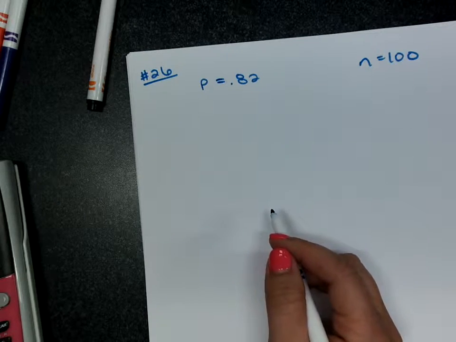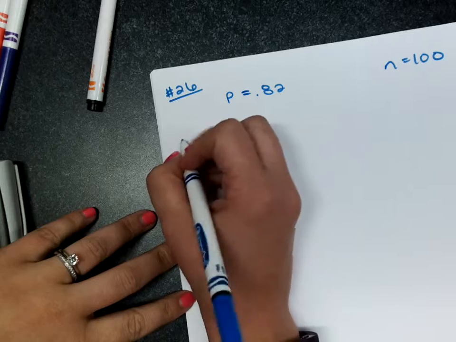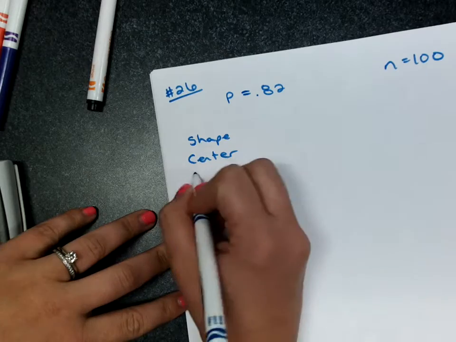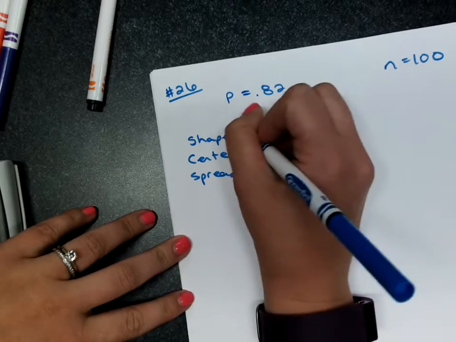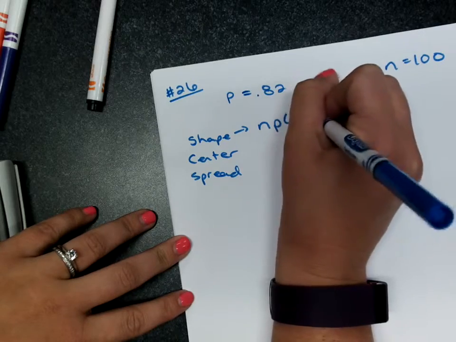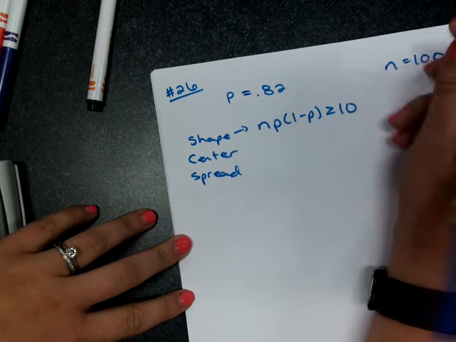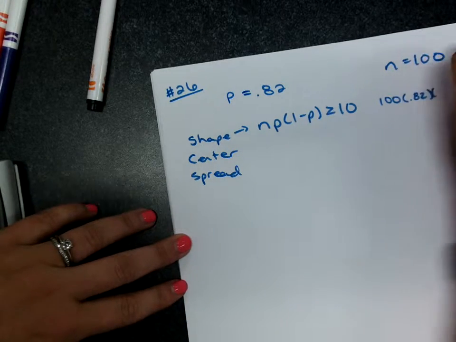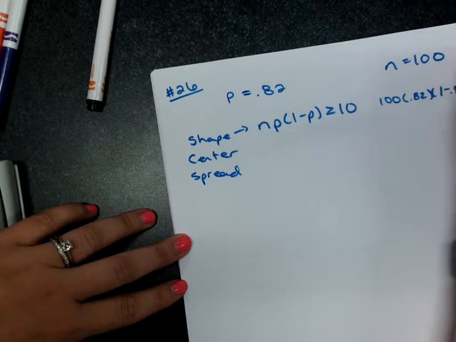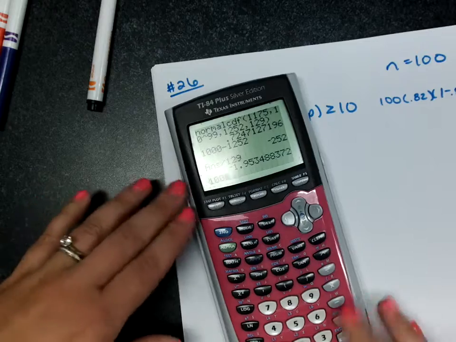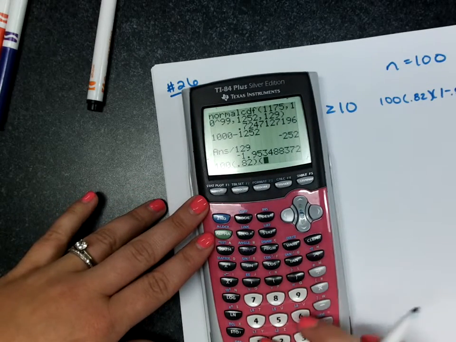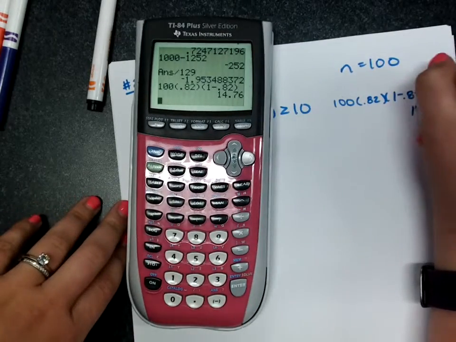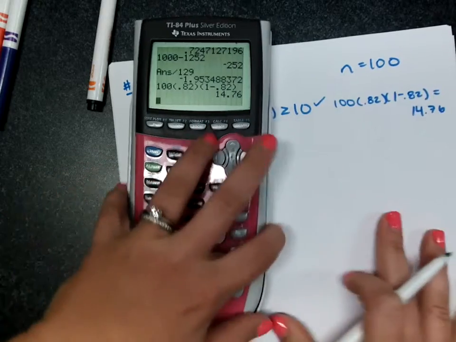So part A, describe the sampling distribution for the sample p hat. For describe, we need shape, center, and spread. The shape, we have to check if n times p times 1 minus p is greater than or equal to 10. So our n is 100, our p is 0.82, and then 1 minus 0.82. So 100 times 0.82 times 1 minus 0.82. As long as whatever that spits out is greater than 10, we can say that the shape is approximately normal.